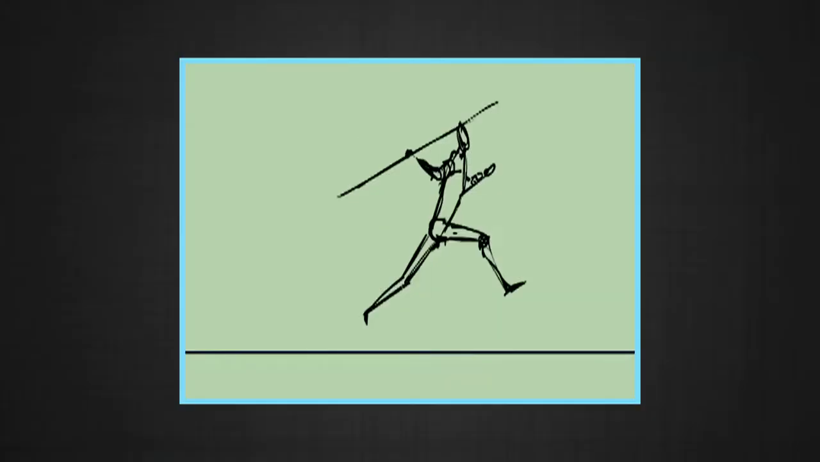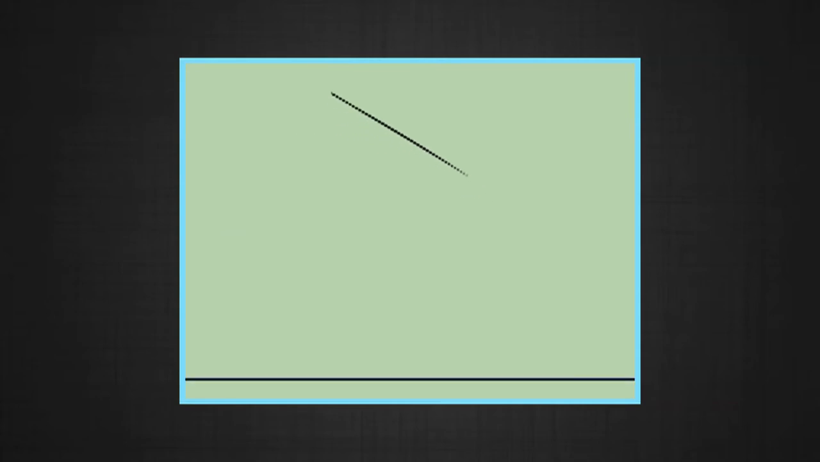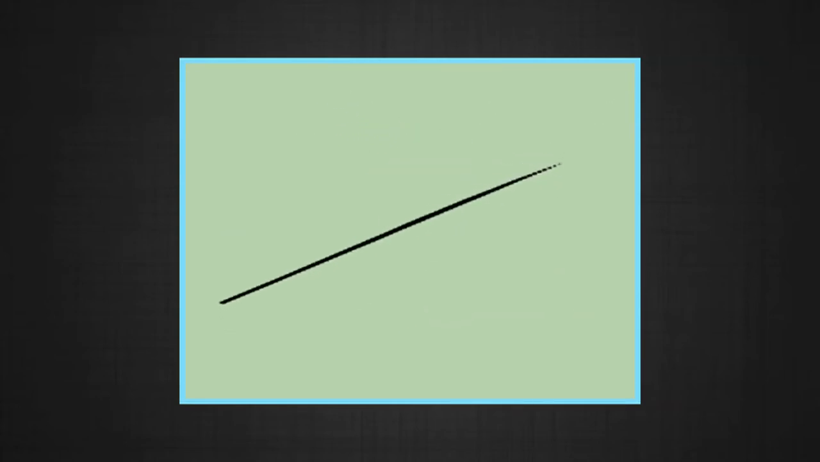Consider a rod thrown in air with certain velocity and try to visualize the trajectory of one of its ends. The following video might help in visualizing the trajectory of the end point of the rod.